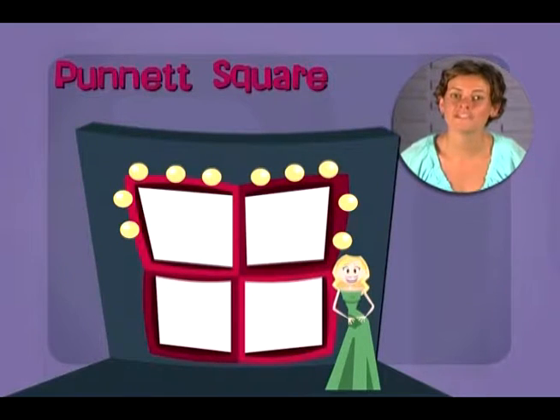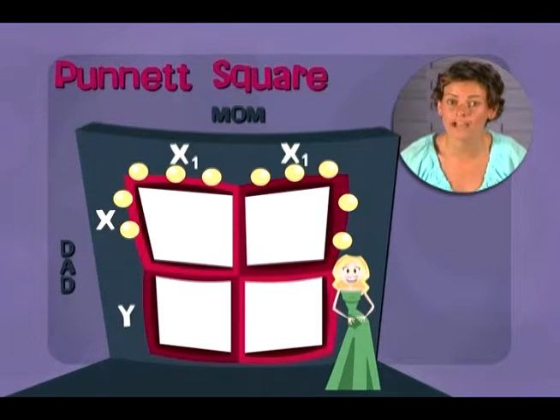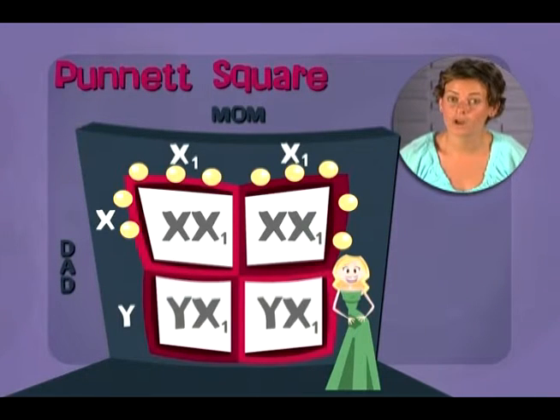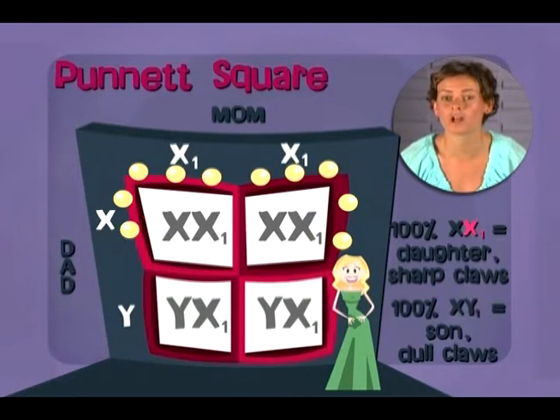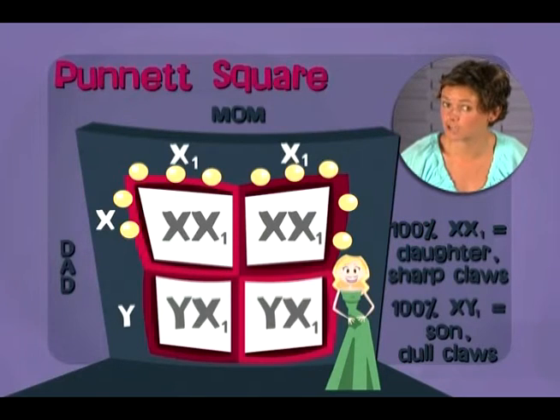Now we make the gametes and do the Punnett square. Both of the mother's alleles are X prime, so we can just write one line of X prime for her. It doesn't matter which of the X chromosomes she contributes, they both have an X prime allele. The father can contribute either a normal X or a Y to the offspring. Fill in the Punnett square. All, meaning 100% of these parents' daughters will be X X prime, which means they will have sharp claws but be carriers for the dull claw trait. All the sons will be dull clawed. So the answer to the second question, what percentage of sons will have dull claws, is 100%.